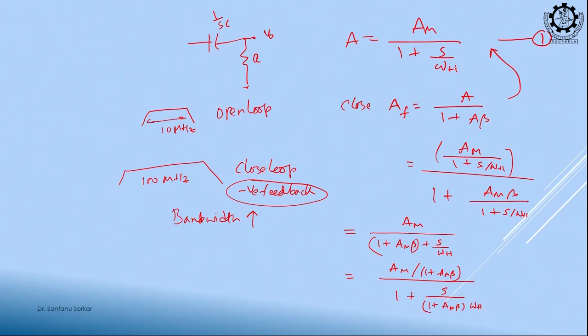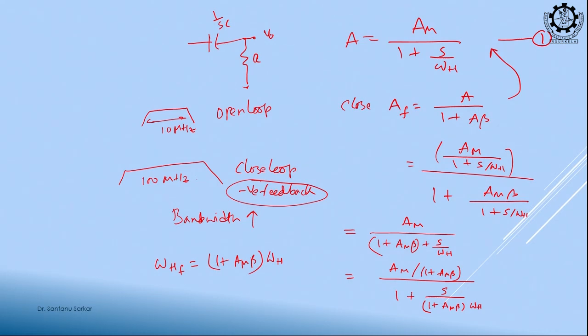See, what is this structure? 1 plus S into tau. So, this lower portion also we are making it like 1 plus tau S. To do that, what did we do? We divided both numerator and denominator by 1 plus Am beta. So, now your omega hf, what is it? Multiplied by something, right? Previously it was only omega h, now it is multiplied. So, what is the meaning? Previously my bandwidth was say 10 megahertz, now it is roughly say 100 megahertz.